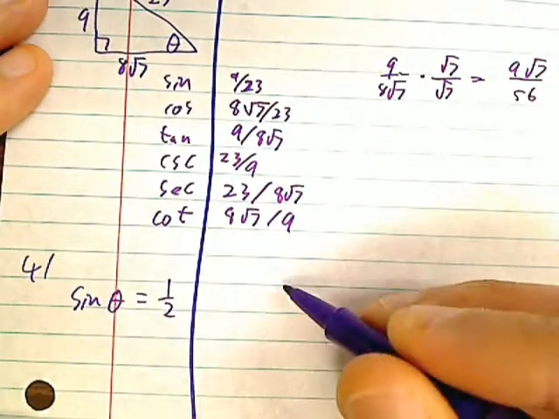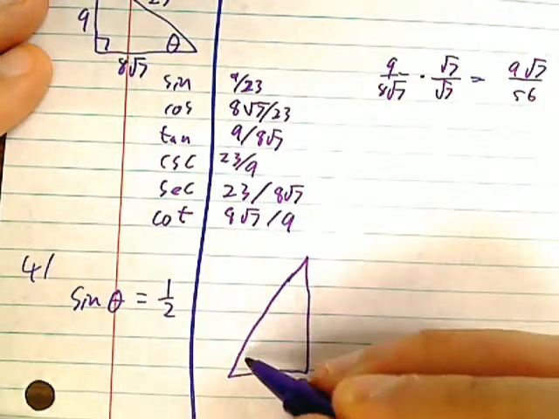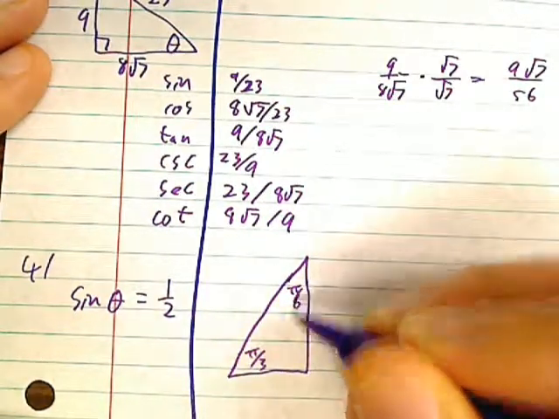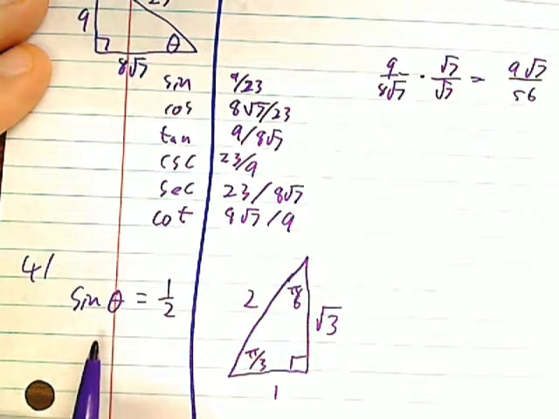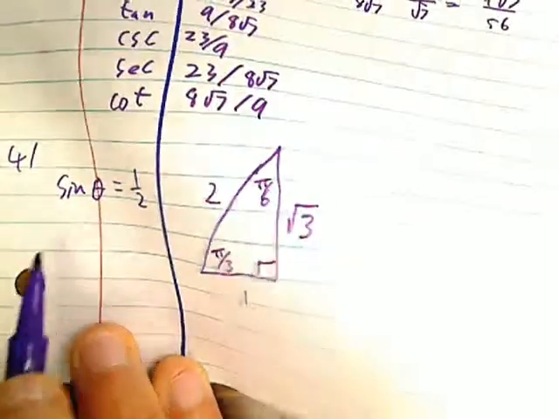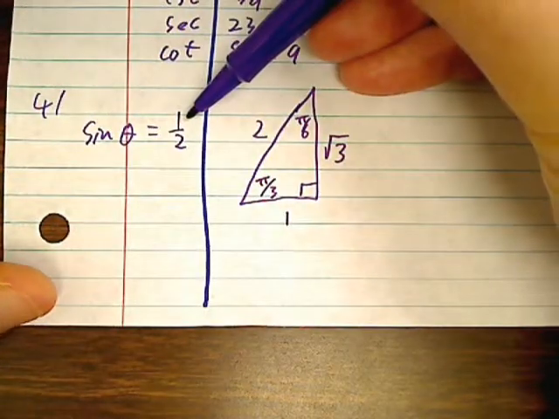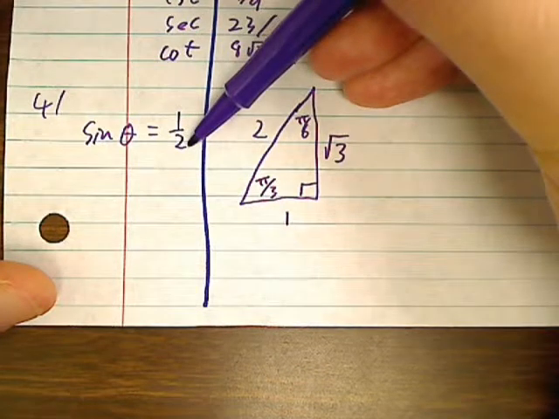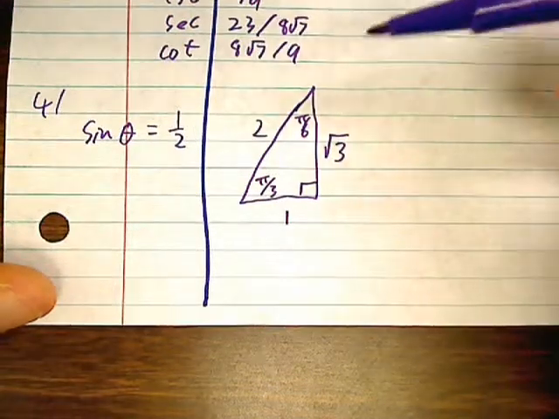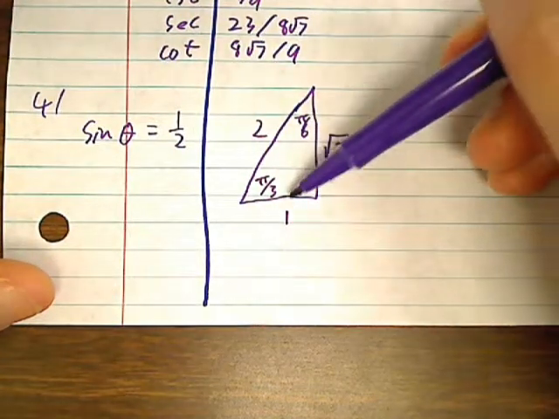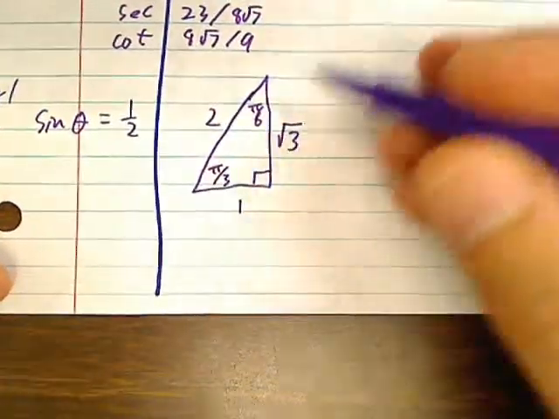So let me go ahead and draw out what we had in our notes there. I'm going to draw it again. Okay, so this is 1, 2, square root 3. So I need the angle. Okay, well sine is what? Sine is opposite over hypotenuse. So I need 1 to be the opposite and 2 to be the hypotenuse. Well, that's going to be pi over 6, right? If you look at pi over 6, the opposite is 1 and the hypotenuse is 2. So the angle has to be pi over 6.